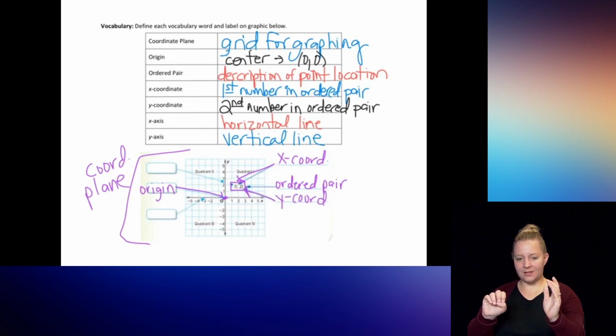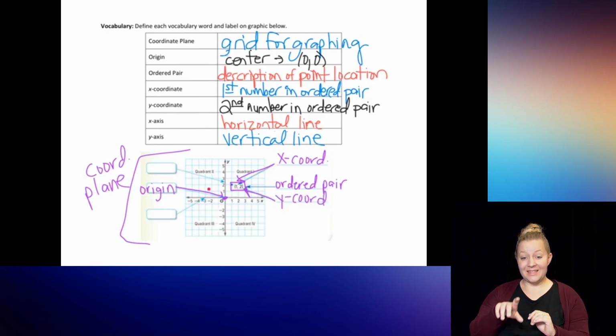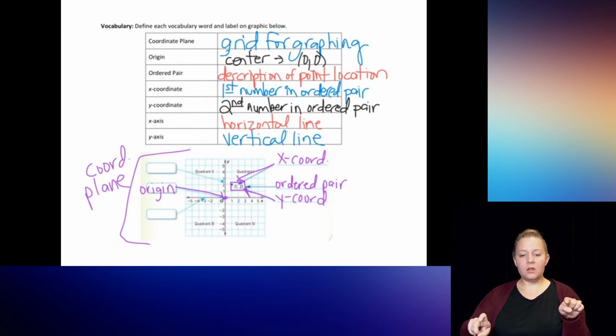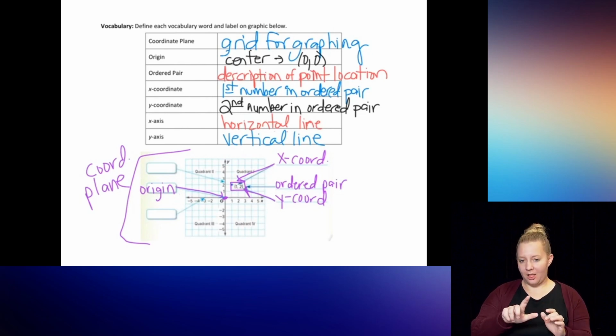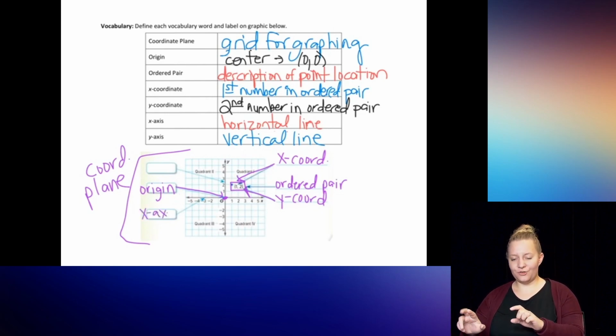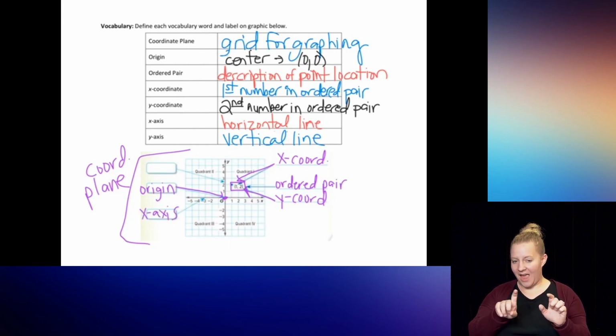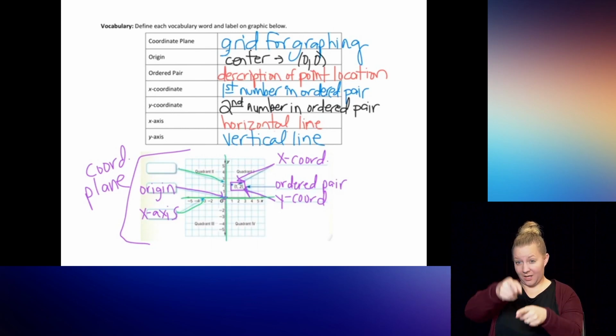And the x-axis is horizontal. In case you don't remember what horizontal means, it means going left to right. And since the x-coordinate is first, it tells us to go left to right first. So right here, this is our x-axis. This arrow is pointing to this line going across. And this arrow is pointing to this line that goes up and down, and that's what vertical means, up and down. So that's our y-axis.